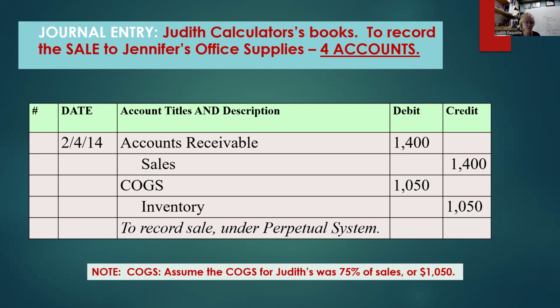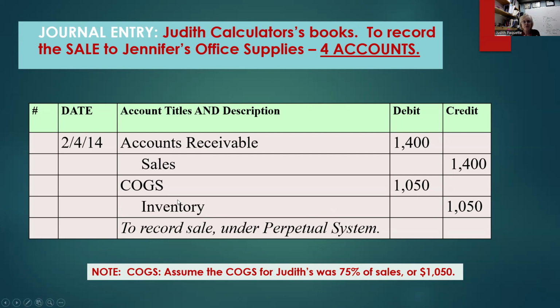So just be mindful and read the problem and see if it's telling you cost of goods sold. If they give you a dollar amount, or cost of goods sold as a percentage, you apply it. If they give you gross margin, you take 100% minus gross margin and then apply it.